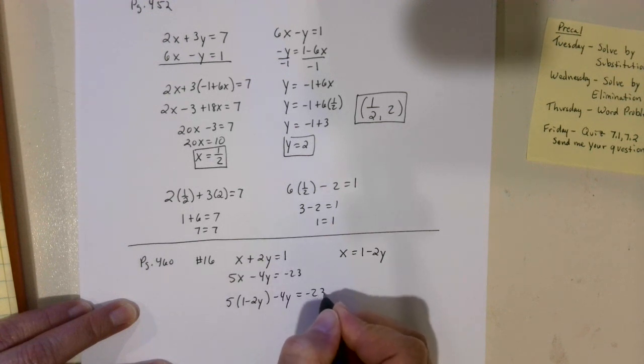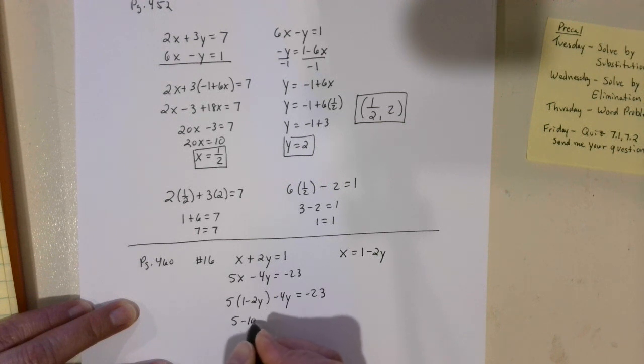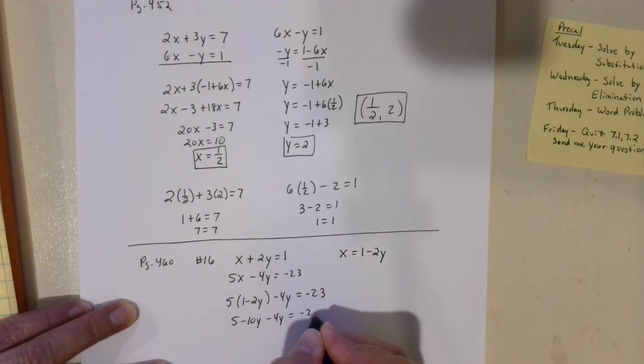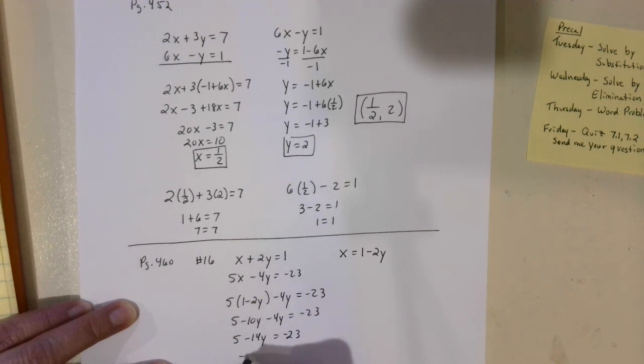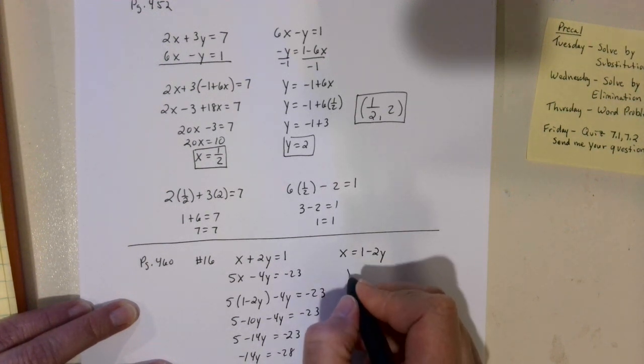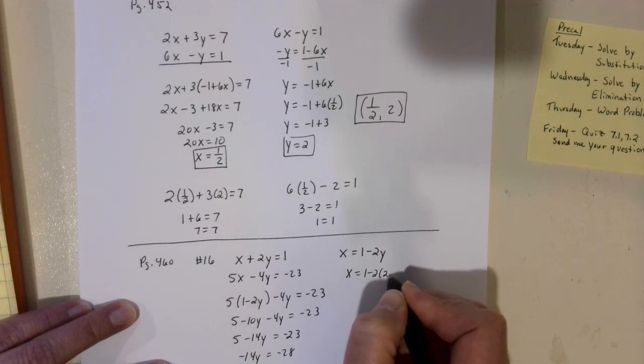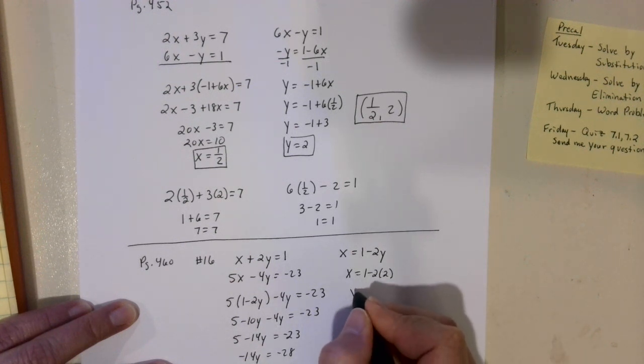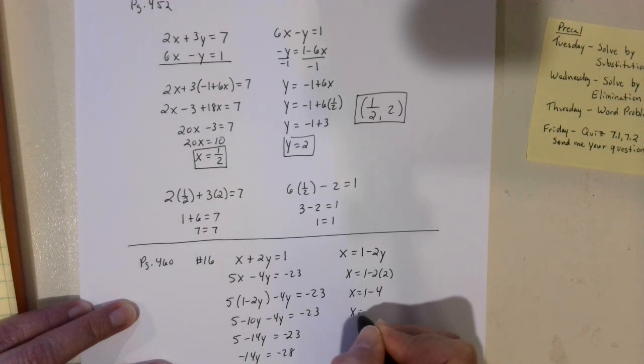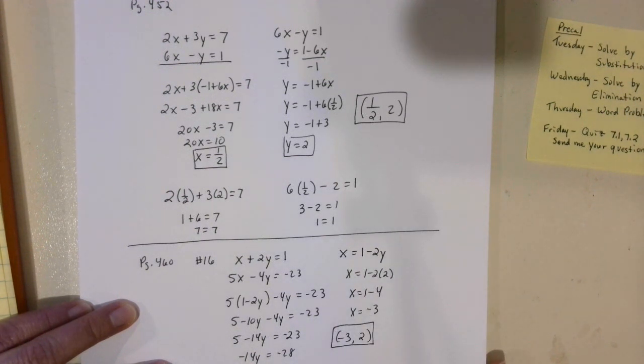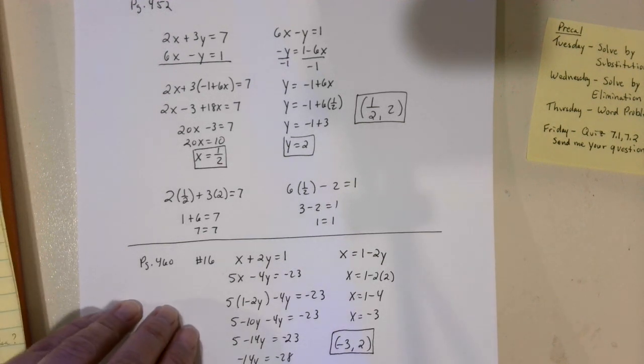Now I have an equation all in terms of y. I'm going to distribute the 5. I'm going to combine my like terms. I'm going to subtract the 5. I'm going to divide by negative 14, and I get y is equal to 2. I'm going to take the 2 back up to my first equation, and I'm going to figure out that x is equal to negative 3. So the point negative 3, 2 is the solution to the system. If we were to graph these two equations, it is where they would intersect.